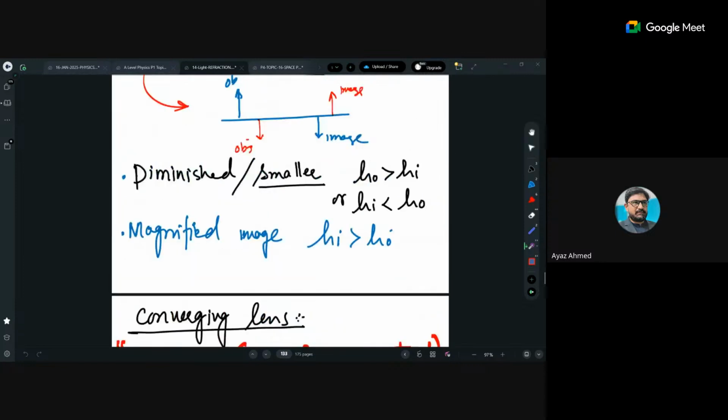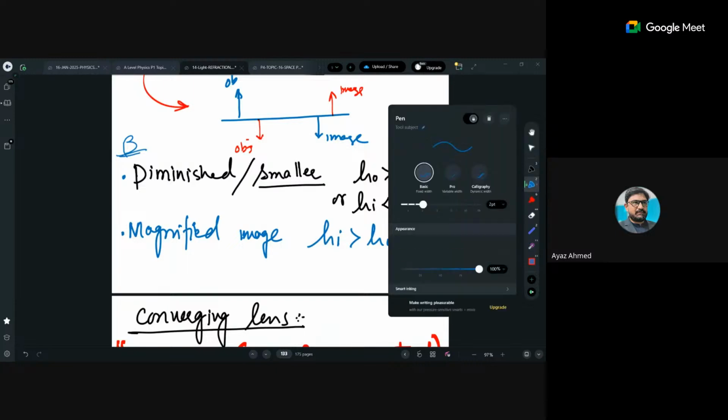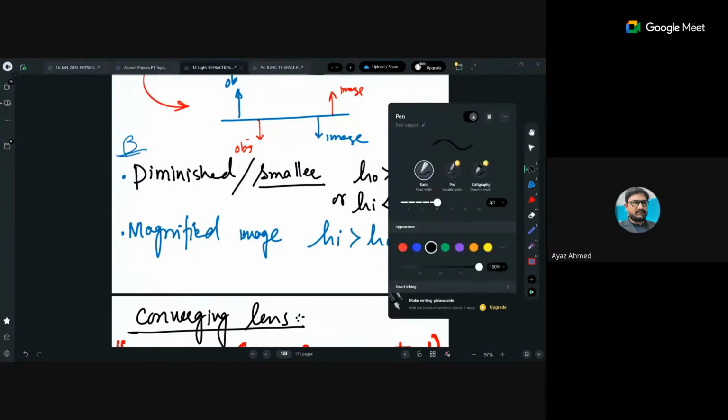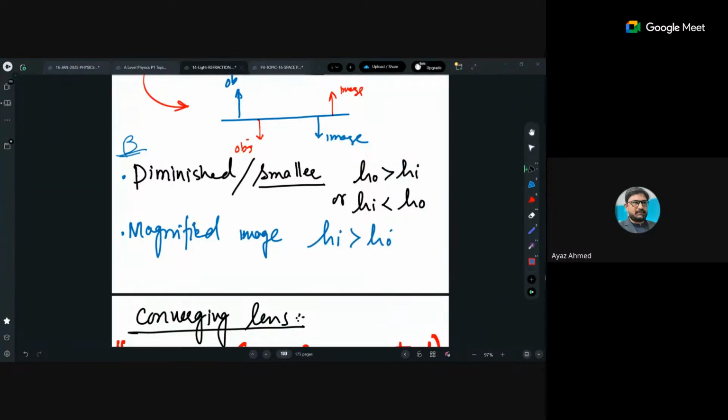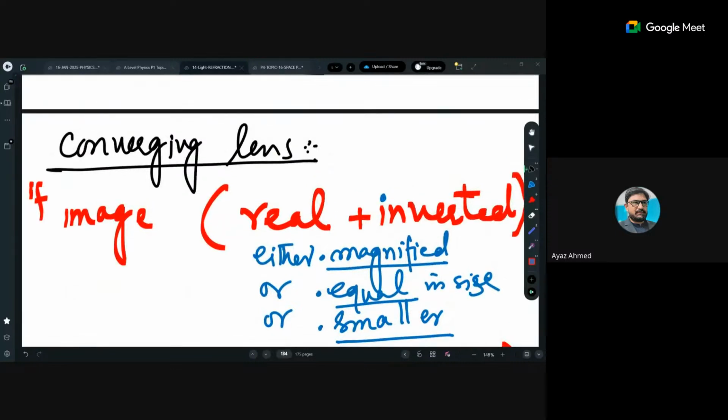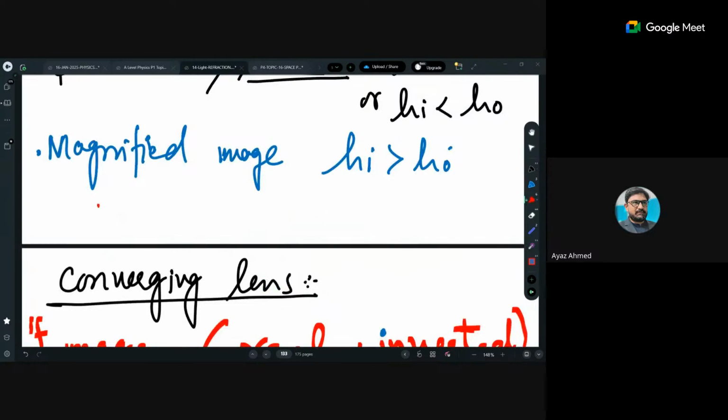So diminished and magnified, that is the third classification of your image that we have learned. If the image is smaller than the size of the object, that is called diminished or smaller image. And if the image size is greater than the object size, it is called magnified image. Yes, one more factor I wanted to add: either the distance of the image will be greater than the distance of the object, or the height of the image will be greater than the height of the object. These two factors will give the magnification factor.